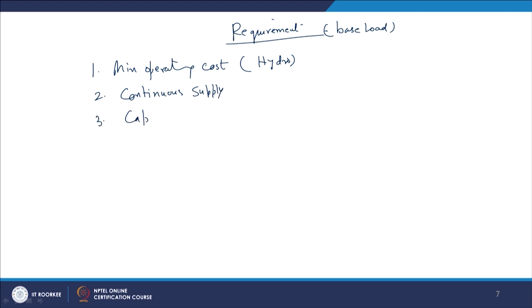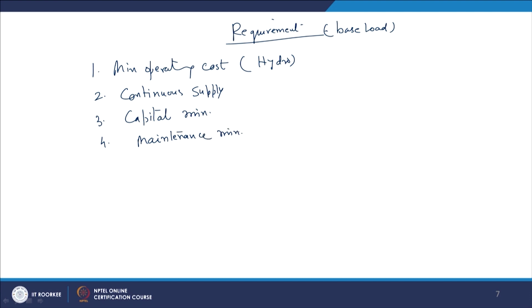Capital cost minimum, they all go in favor of hydro. Capital cost minimum, maintenance is minimum. Hydropower plants have minimum maintenance.